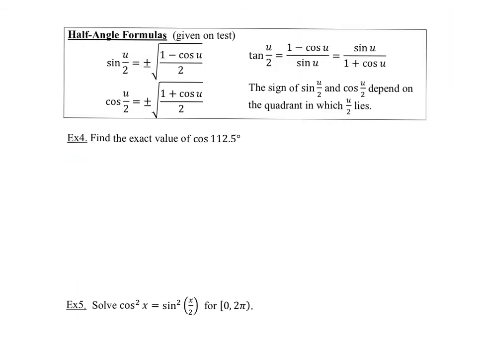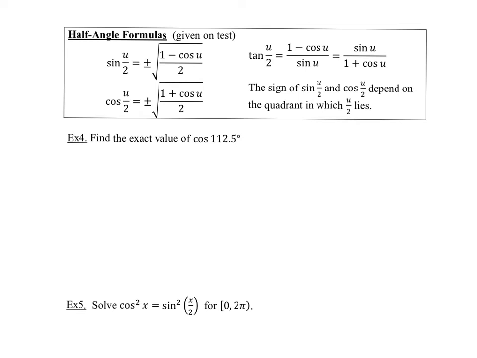Okay, the next formulas in this section are the half angle formulas, and you should know these will be given on your test, so you do not need to memorize these. These are derived using the double angle formulas, but I am not going to show you the derivation this year, I'm sorry. So if I want to find the sine of u over 2, it says it's plus or minus the square root of (1 minus cosine u) over 2. Cosine of u over 2 equals plus or minus the square root of (1 plus cosine u) over 2.